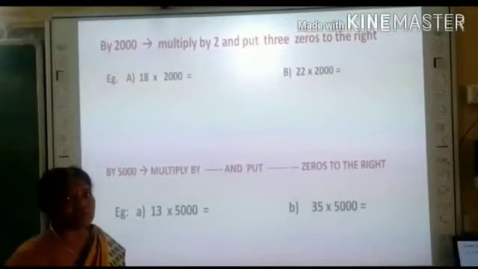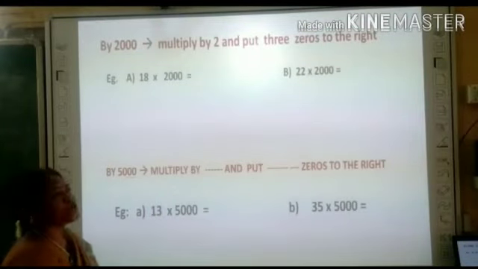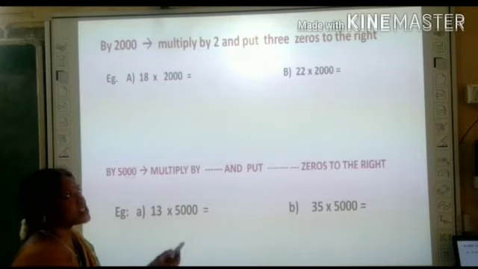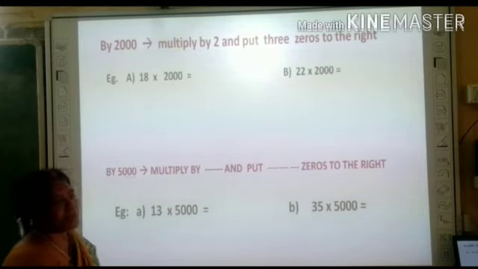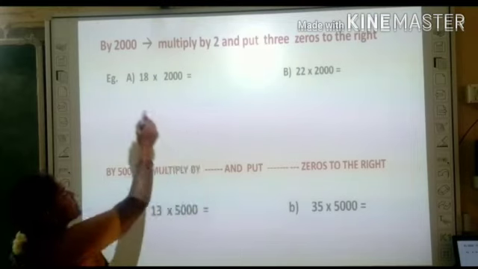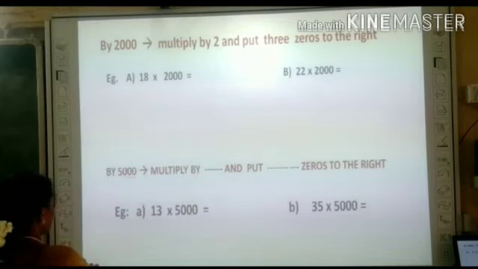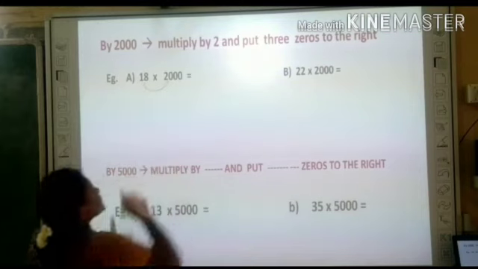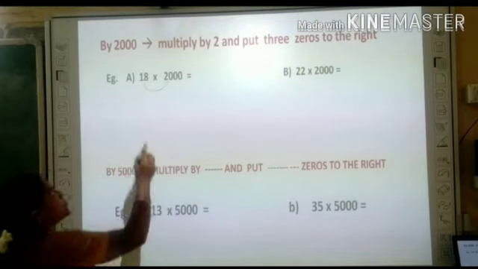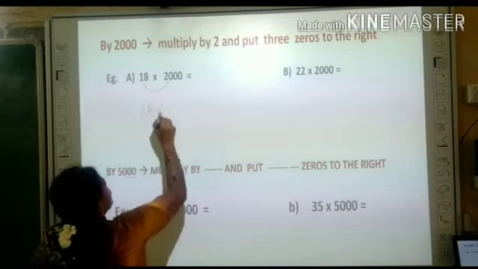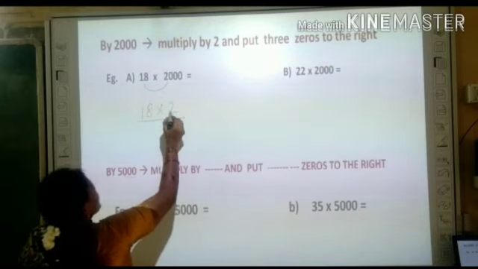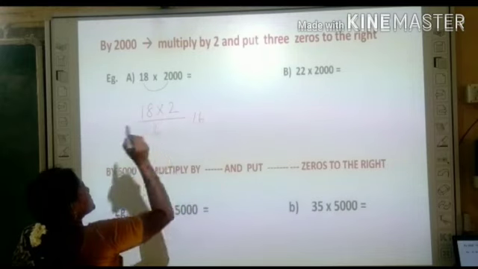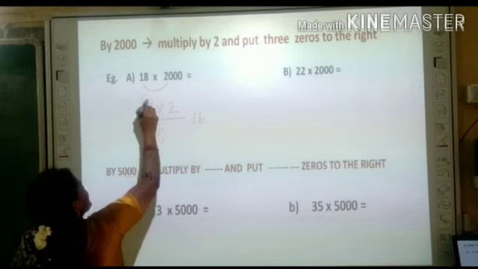Okay. Then next, by 2000. So multiply by 2 and put 3 zeros to the right side of the number. Okay. So take an example. First one is 18 into 2. First multiply 18 into 2. So 18 into 2. 2 8s are 16. So 6 comes under the ones column. Then 1 is carried over.